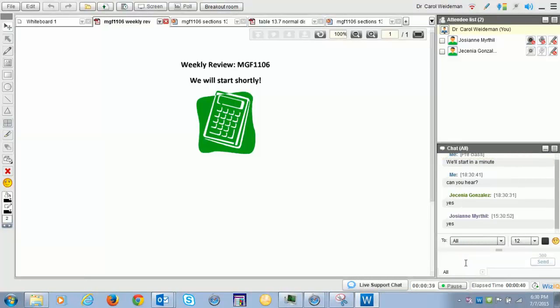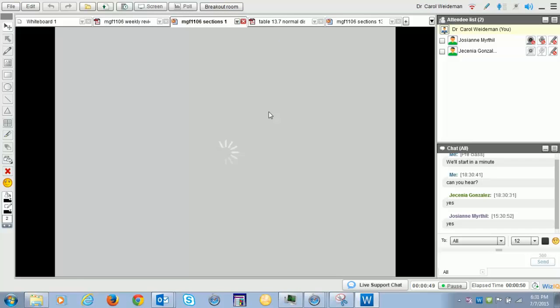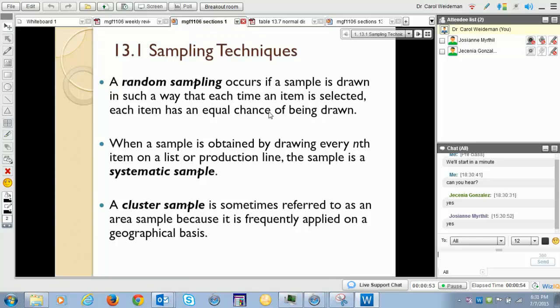All right, well, I'm going to get started because we have a bunch of problems to go over. We're in chapter 13 now. Nobody sent me questions, so we'll go ahead and use the ones that I had posted. So 13.1 is sampling, and your book went over 5 different types of sampling.